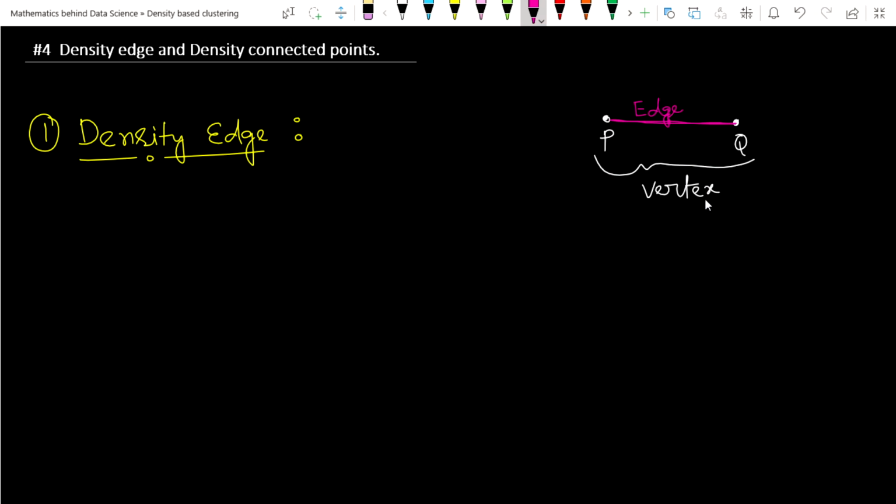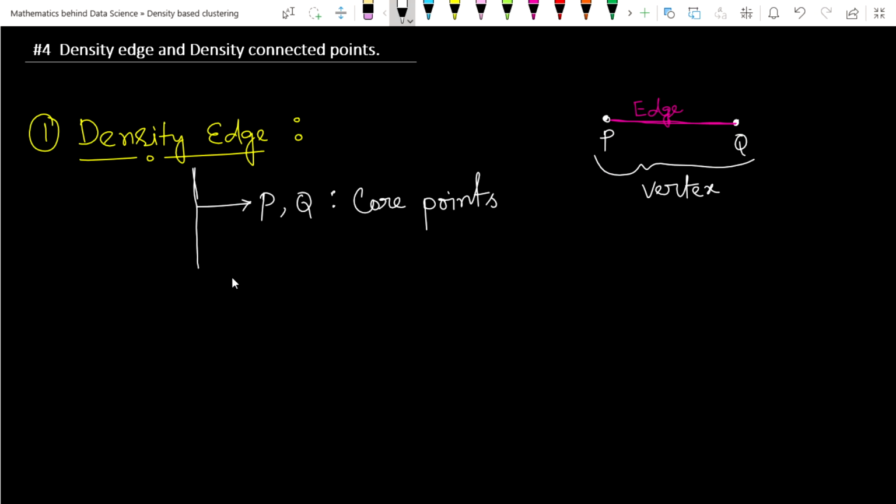These are the terminology in graph theory. Now using this terminology, we will build the density edge concept. The first thing we have to remember: the two vertex points P and Q must be core points. This is the first condition.